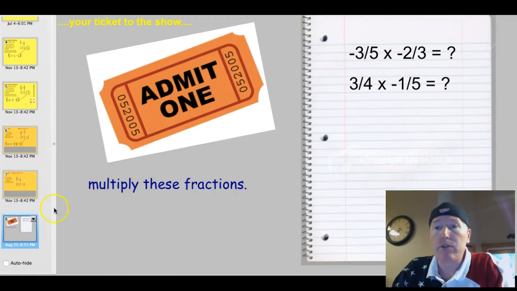Here are your 2 ticket to the show problems. Please make sure you show your steps. Watch out for the negative symbols there.